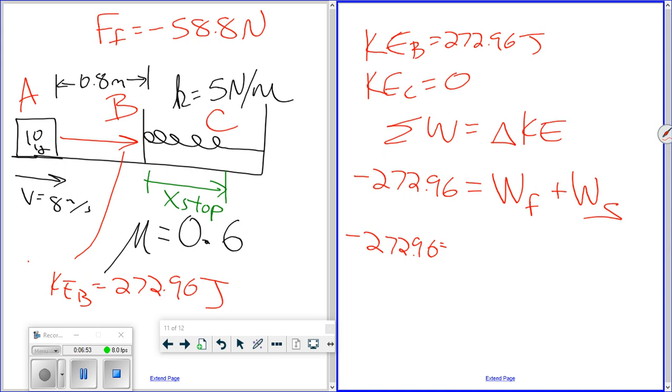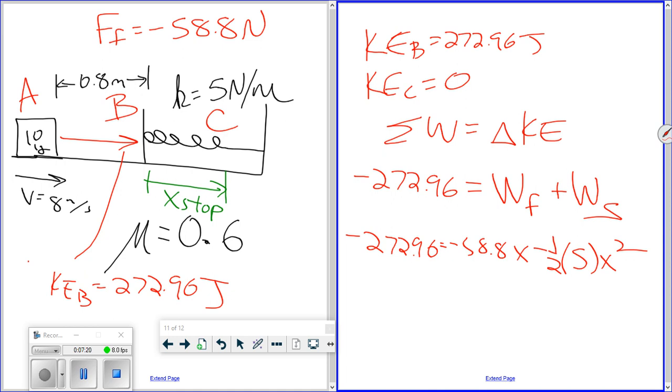Well, we're trying to find x, right? So in terms of x, what's the force of friction, or the work of friction? Negative 58.8 times x, plus the work done by the spring. How much work is done by the spring? Negative 1/2 kx squared, right? So minus 1/2 times, what is k? 5x squared, right? And solve it.